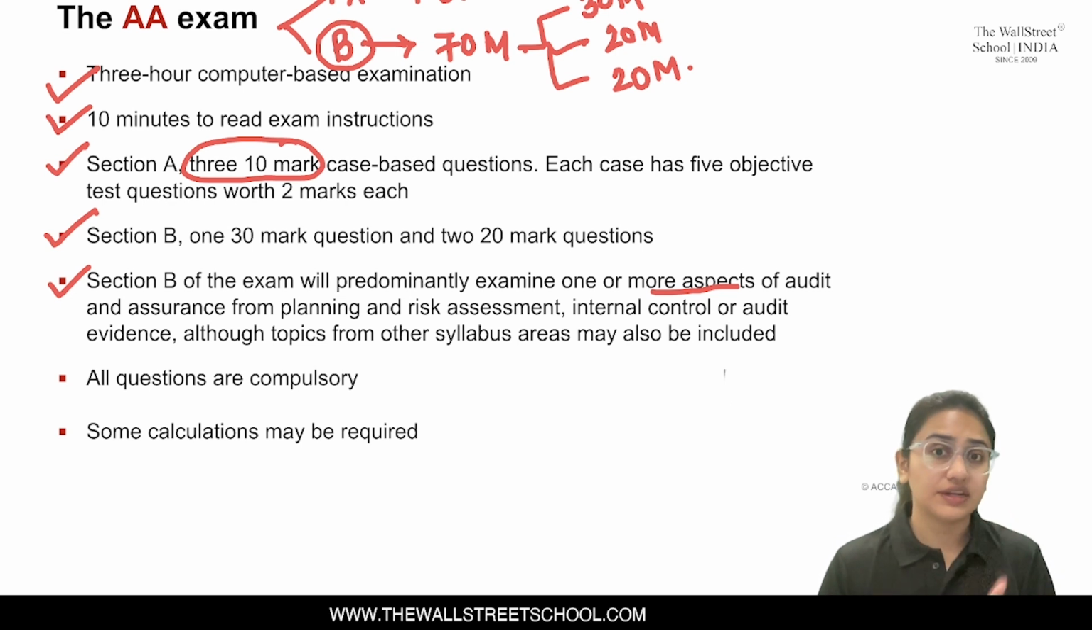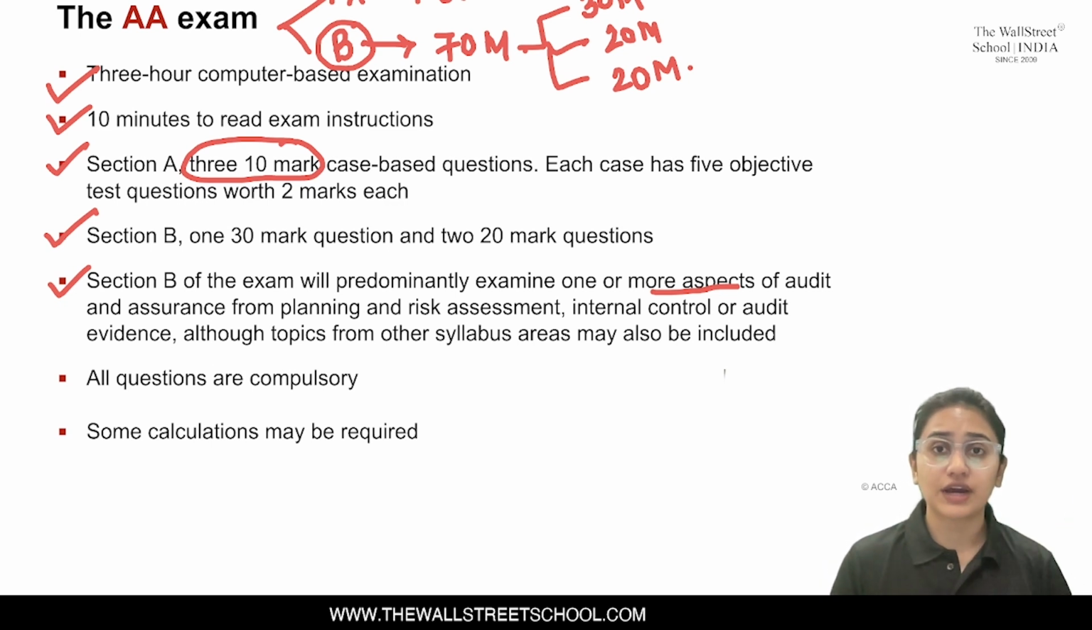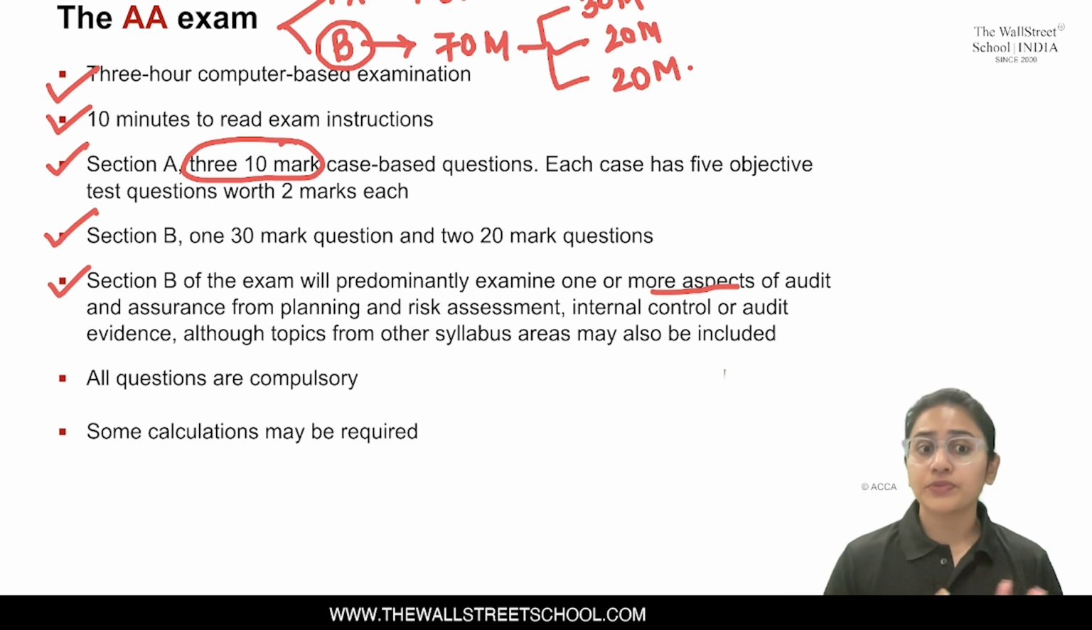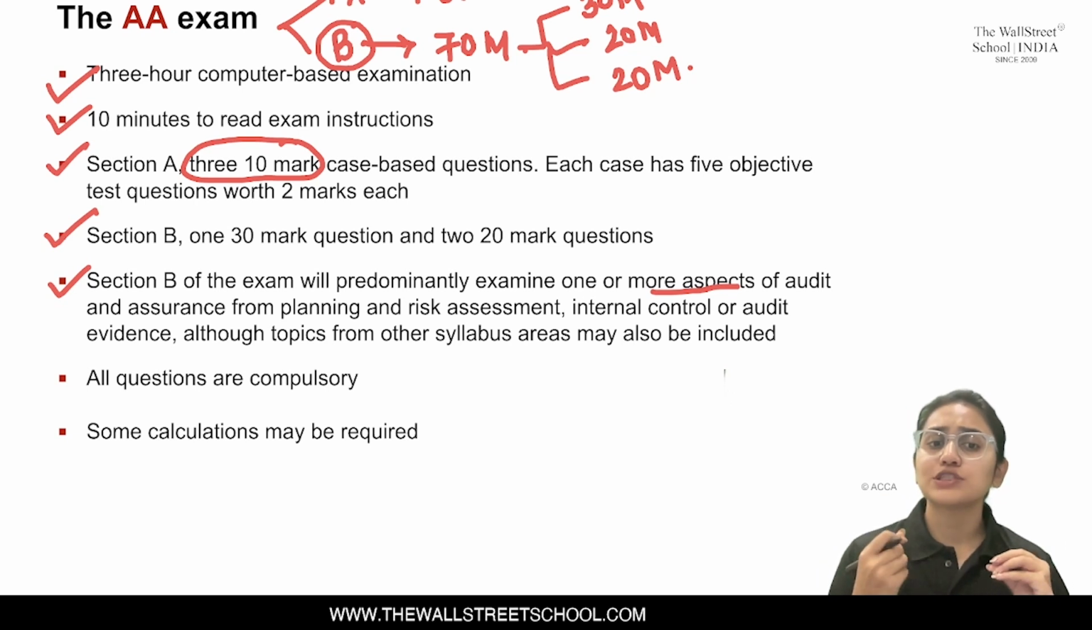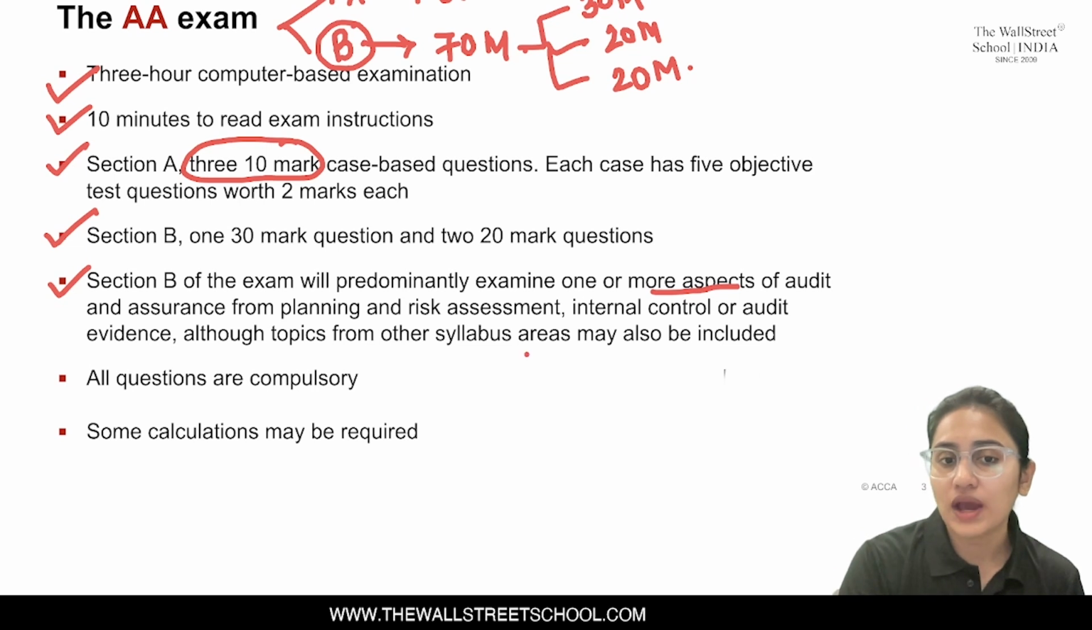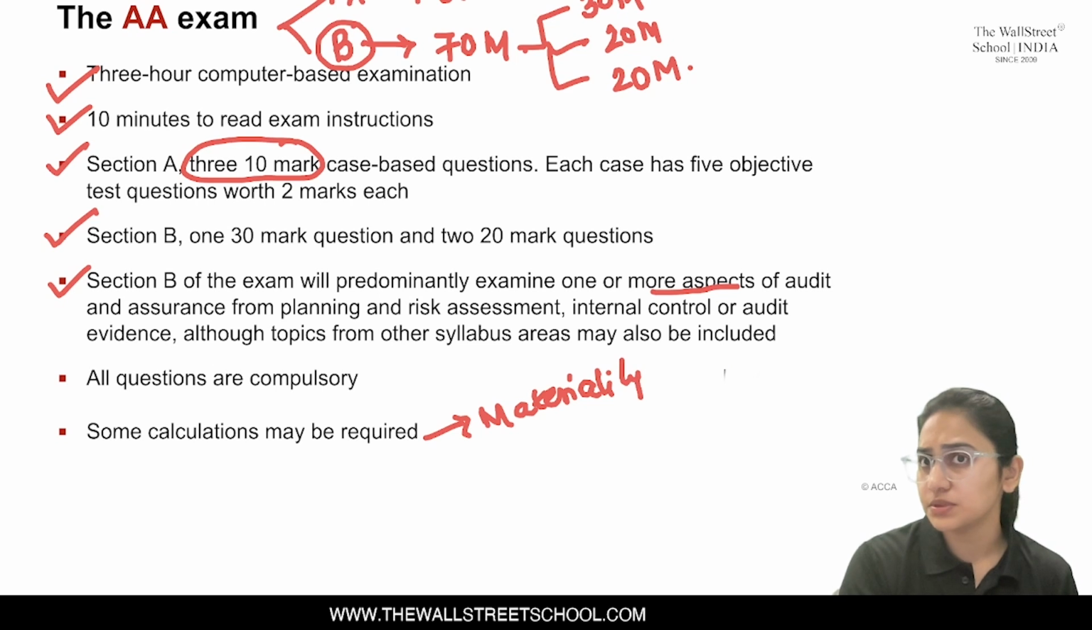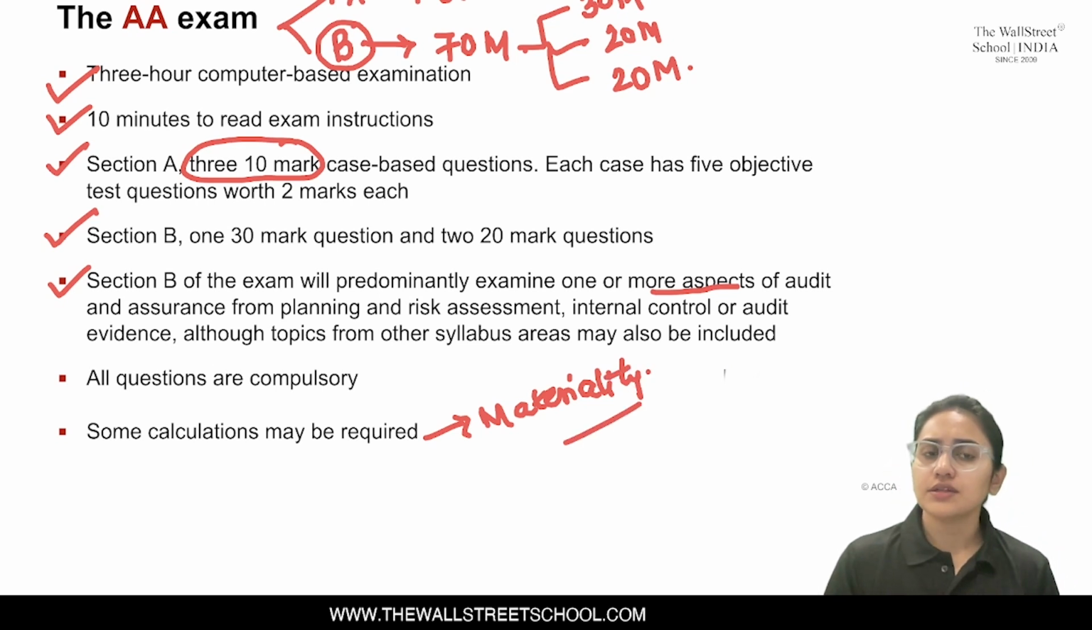Remember one thing, very important, all the questions of your AA exam are compulsory. It's not like I can attempt any 5 or any 10. No. All the questions are compulsory. And when you're doing the questions, say in MCQs, or maybe in section B, sometimes some calculations may be required. Now, what are these calculations? Maybe you have to calculate materiality. Possible. So these calculations are required.